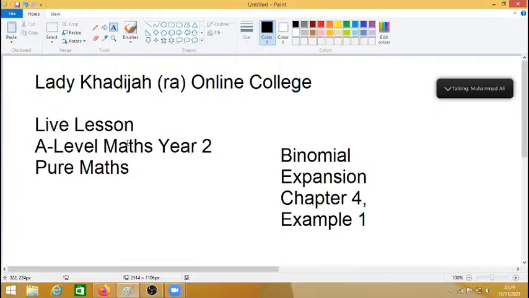Live lesson, A-level maths, year 2, pure maths. Today's topic is binomial expansion, building on from what you learned last year in year 1 of the A-level maths. This time taking a look at where the power is not just a whole number. If you're following in the textbook, it's the Edexcel Pearson textbook. It's chapter 4, example 1.